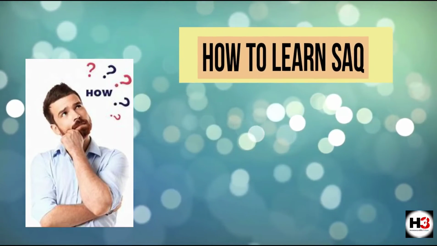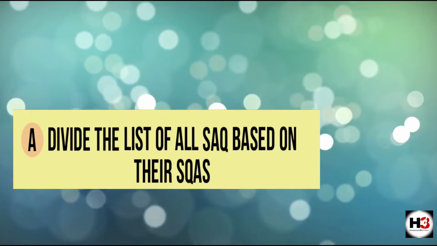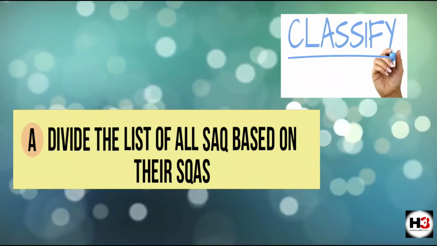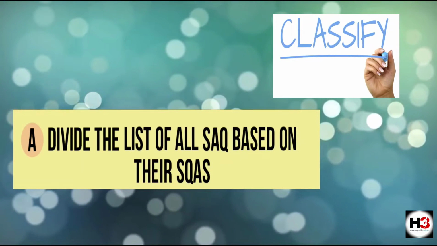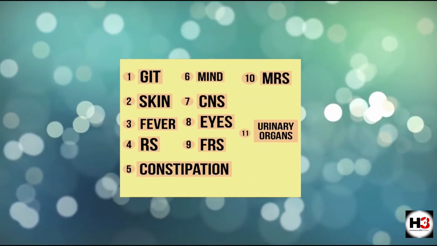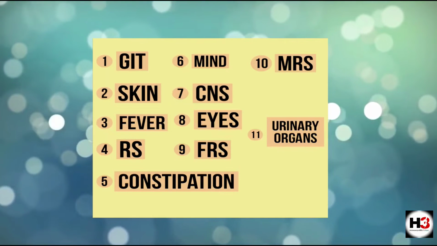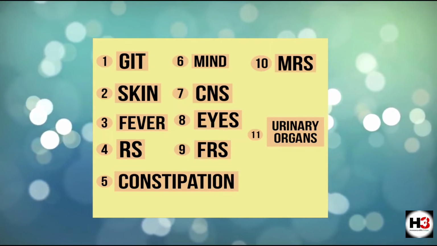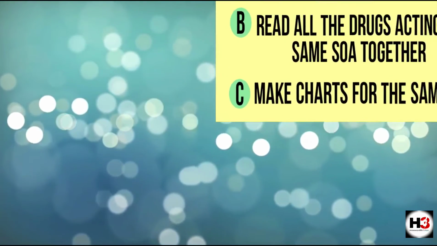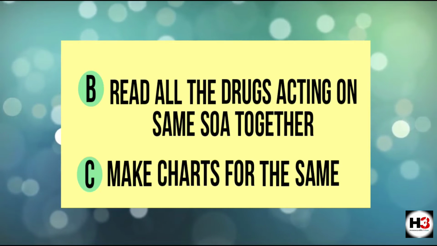So now let's understand how to remember the short answer questions or particular drug. For short answer questions, mostly the questions are asked which involve action of a drug on any particular organ or system. So now divide the list of all SAQs or short answer drugs on the basis of various spheres of action, that is GIT, skin, fever, respiratory system, constipation, mind, female reproductive system, male reproductive system, urinary organs, central nervous system, eyes, ears, etc. Now that you have a list of drugs acting on same sphere of action, you have to read all these drugs together.